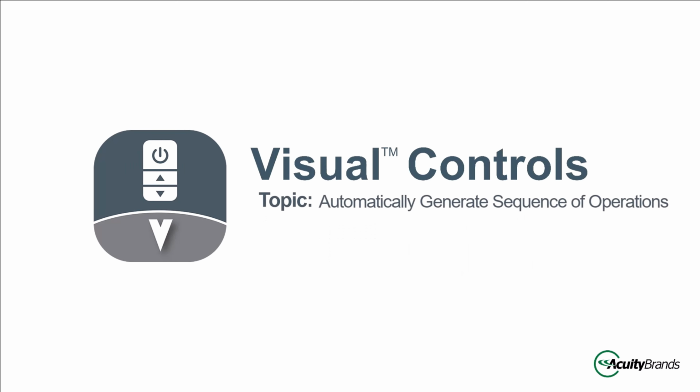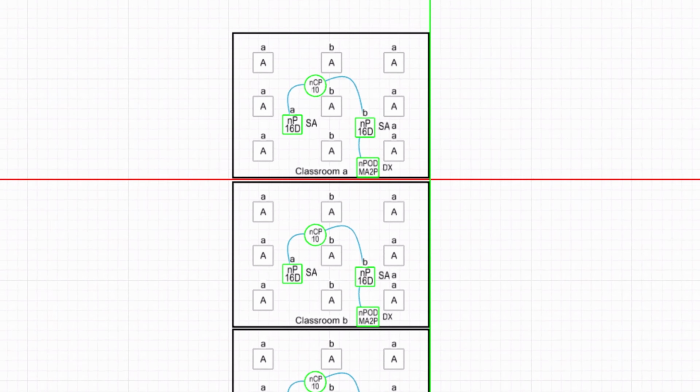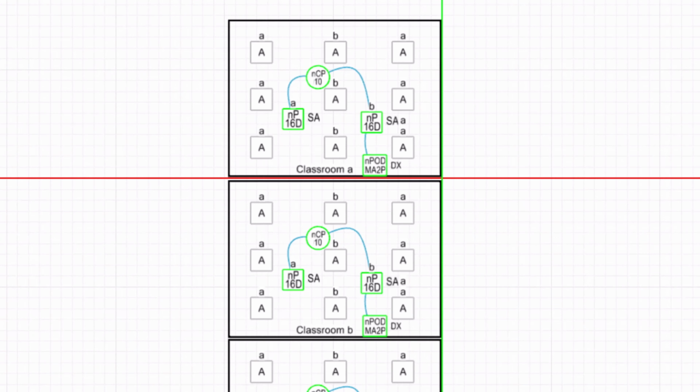Visual Controls features a powerful automation tool that automatically and seamlessly generates a sequence of operations with ease. Before using this feature, ensure your project is fully designed, with all rooms accurately drawn and properly named.